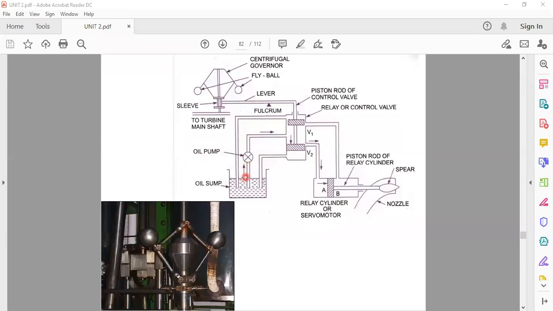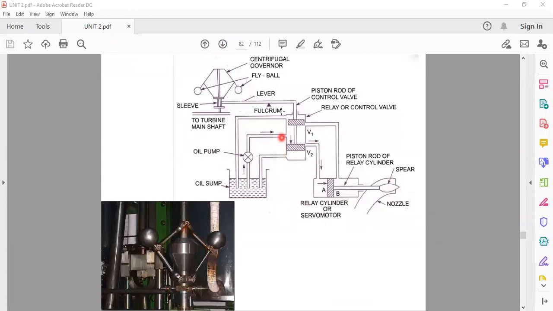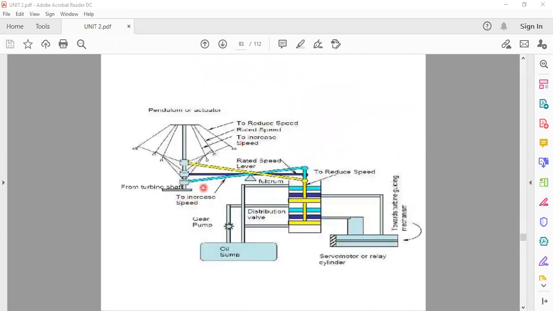So this is the oil pump here, oil sump. So this is an actual photograph of the centrifugal governor. So see here, in that case, the speed is increased. This governor fly ball goes in the upward direction. See here, in this diagram, you can see clearly.